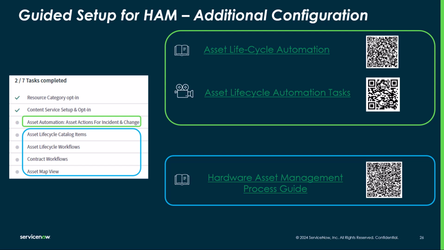And then for the other ones, I do highly recommend that you download the Hardware Asset Management Process Guide. That process guide has a lot of really good information for you on different processes that are default within the instance, and what you're going to want to think about as somebody who's new to hardware asset management, and all the different processes you're going to want to look at implementing within your organization so you can really maximize the value of your HAM application.